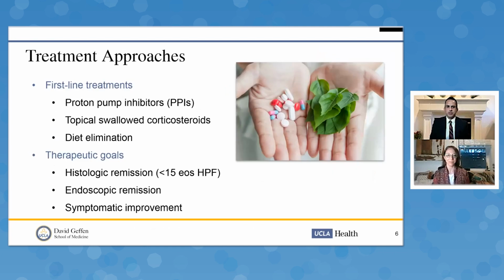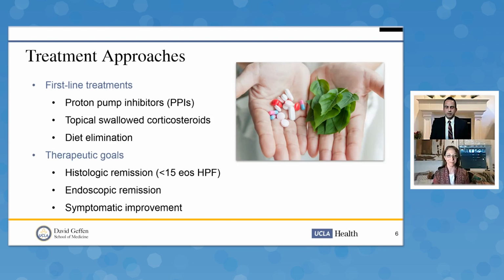So just a little bit about the general treatment approaches. Usual first-line treatments include proton pump inhibitors, PPIs, topical swallowed corticosteroids, and dietary elimination, which Nancee will get into a little bit later in the talk.